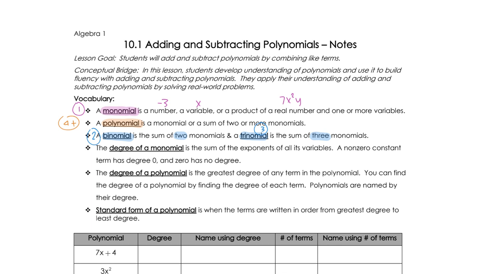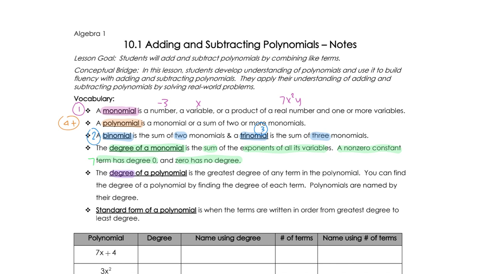Then we have to also name it based off of the degree of the polynomials. So the degree of a monomial, or the degree of one term, is the sum of all of the exponents of its variables. Notice the only thing that matters is variables. A non-zero constant term has a degree of 0. So the number 7 has a degree of 0 because there are no variables. Then, and this is another very important thing, 0 has no degree. So if I ever asked, what's the degree of 0, you would literally write down no degree, because it doesn't have a degree.